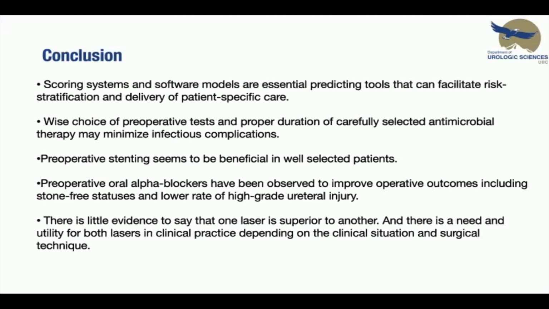So to conclude, scoring systems and software models are essential predicting tools that can facilitate risk stratification and delivery of patient-specific care. Wise choice of preoperative tests and proper duration of carefully selected antimicrobial therapy may minimize infectious complications. Preoperative stenting seemed to be beneficial in well-selected patients. Preoperative oral alpha blockers have been observed to improve operative outcomes, including stone-free status and a low rate of high-grade ureteral injury. There is little evidence to say that one laser is superior to another.